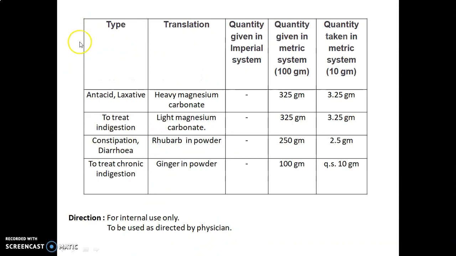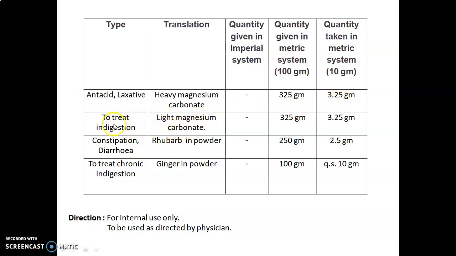Now let's discuss in detail about the formula table. Type, that is category, use or role of ingredient. Translation means the name of ingredient. We don't have the quantity given in imperial system as there is no quantities given in the Latin terminology. Quantity given in the metric system for preparing 100 gram and quantity taken in metric system to prepare up to 10 gram. So first of all we have heavy magnesium carbonate which is used as an antacid and laxative. Quantity given is 32.5 gram, taken quantity should be 3.25 gram, which is calculated with the help of factor.